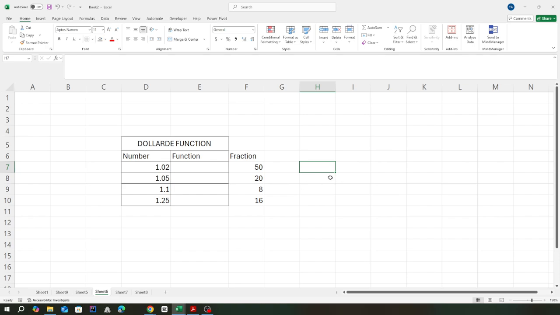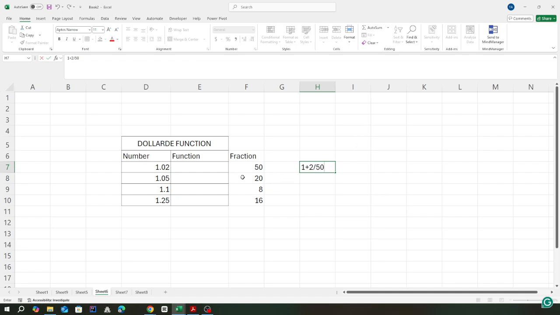What exactly does this function do? It will give you the number, and after the number, it will fractionate the second part of your number. So if I do a demonstration, for the first one it's going to be 1 plus 2 divided by 50.